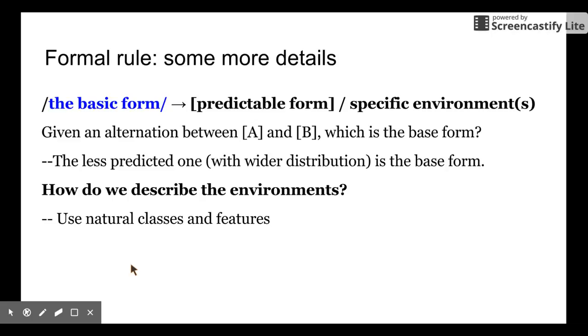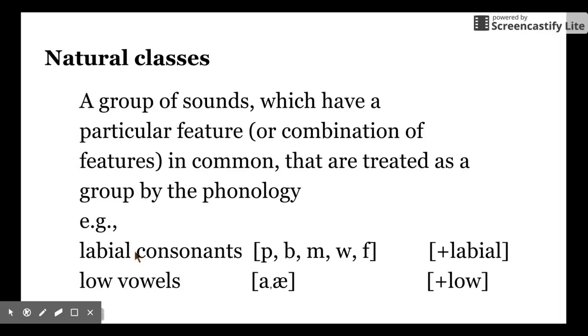So again, the schema of the rules is like this: base form, predictable form, and the specific environments. So first step, we have to decide which one is the base. The wider distribution should be the base. And how do we describe the environment? We use natural classes and features. Okay, because we are talking about natural classes, let me name some natural classes. A natural class is a group of sounds which has a particular feature or combination of features in common, and they are treated as a group by the phonology.